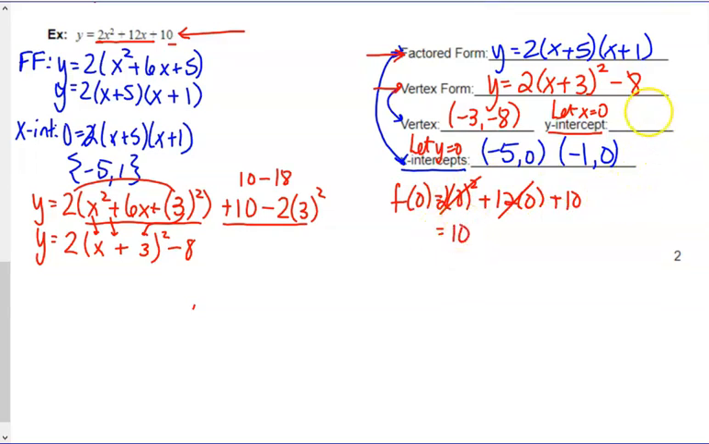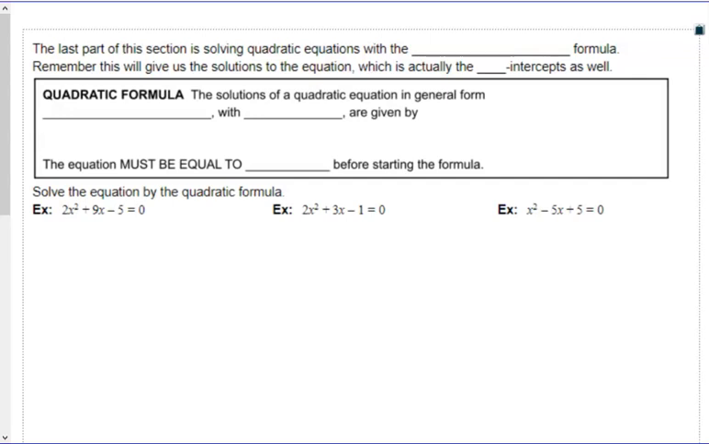Therefore, my y-intercept is 10, but if they want it as an ordered pair, x was equal to 0, so it would be (0, 10) as the ordered pair for that intercept. Okay? So, the section is really, really heavy on some of these processes, but it is nice to be able to have those different forms so that you can end up working with different forms to find what you need. Sometimes it's easier on one versus the other.